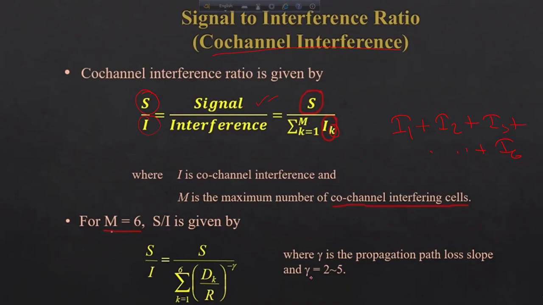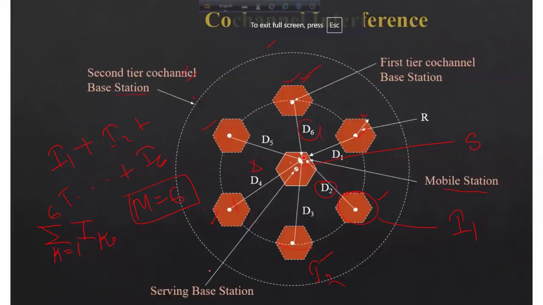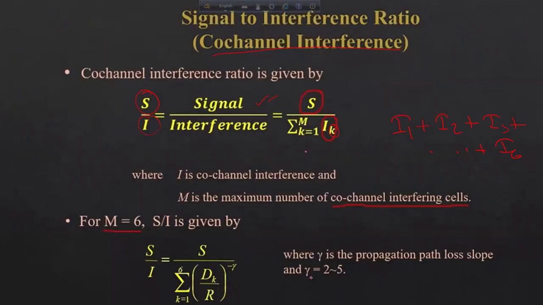Now, if we put M equal to 6, then S by I, the co-channel interference ratio, is equal to S divided by the summation of (dk divided by R) to the power minus gamma. What is dk? dk is the distance between this center point and the mobile station. So this distance is denoted by dk.